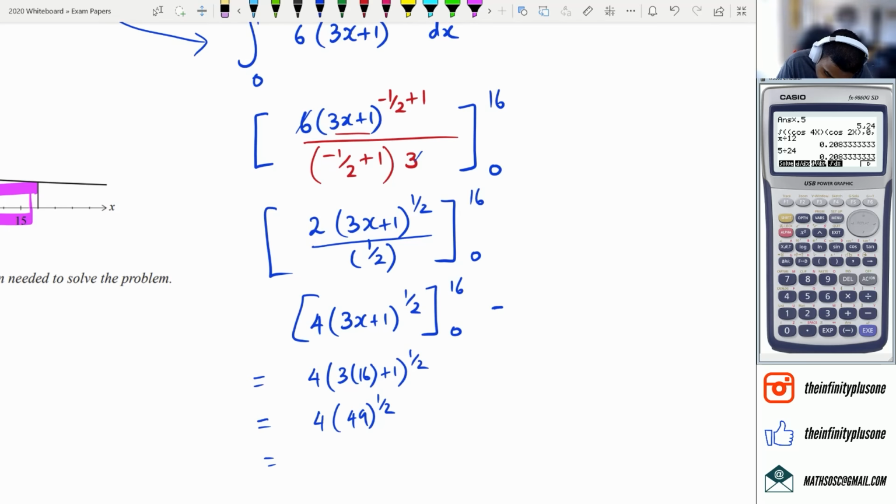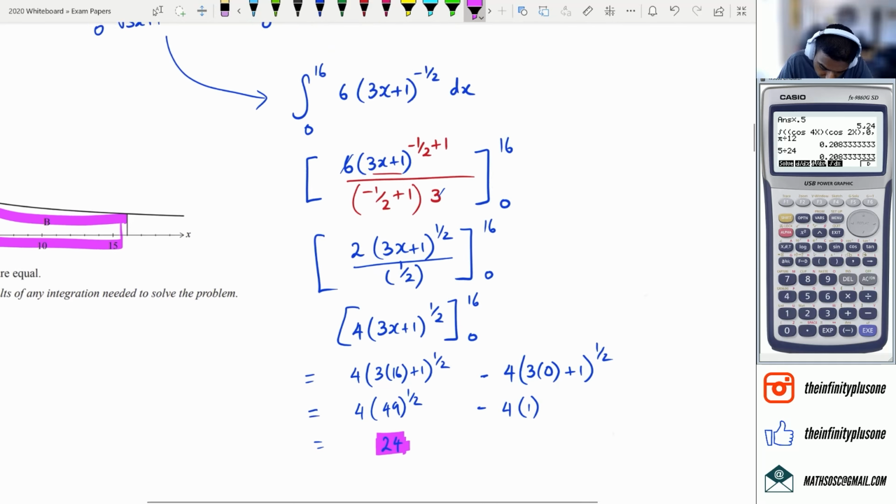Apologies about that. Which means I'm going to get 4 times 3 times 0 plus 1 to the power of half. So here I'm going to get 4 times 1 to the power of half, which is just 1. So what do we got? 49 to the half is 7. 7 times 4 is 28. 28 minus 4 is 24. So basically that means the pink area is equal to 24.